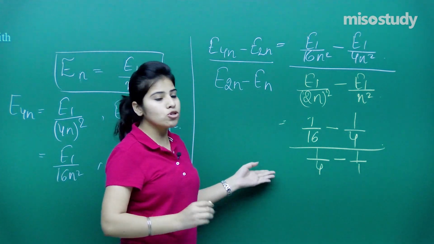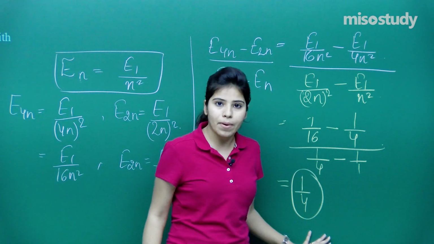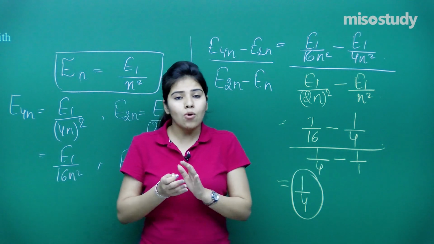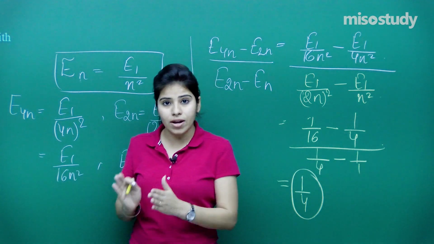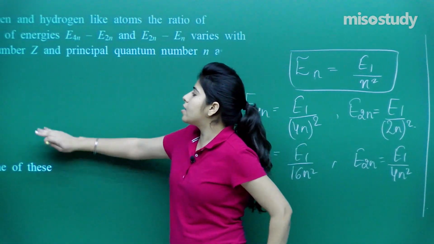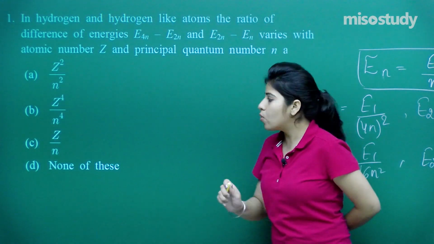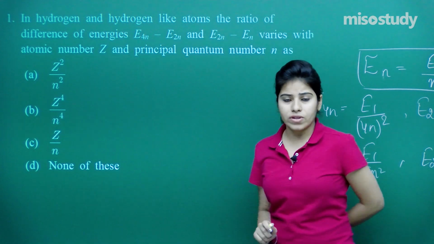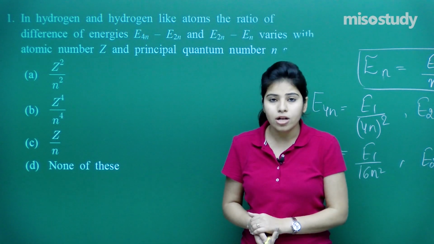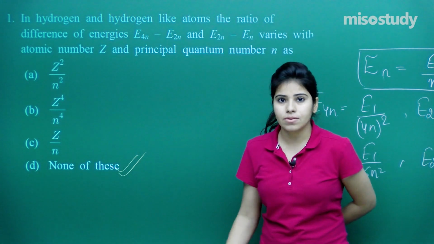Now if you solve it, you will see that the answer comes out to be 1 by 4. If you solve this ratio, the answer will be 1 by 4. Now we have to check whether the option is available in the question or not. If I look here, I can see Z square by n square, Z4 by n4, Z by n, and none of these. Because I have my constant value as 1 by 4, I will say that my answer is none of these, right?